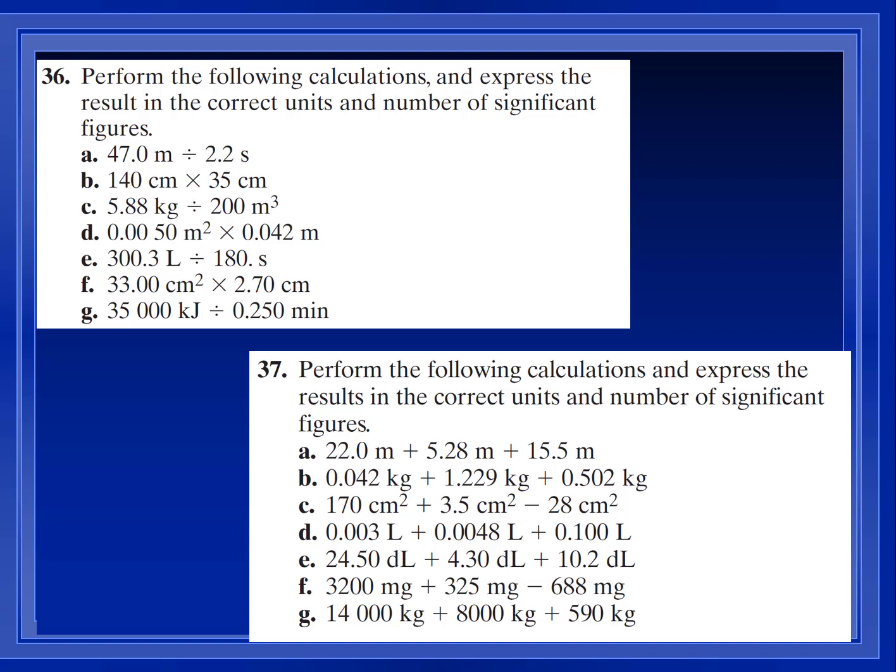Hey, your homework. 36 to 41, 45 to 47. Hey, that looks like 36 to 37. Maybe you could practice some of these and make sure you know what you're doing before you leave. 5 minutes.